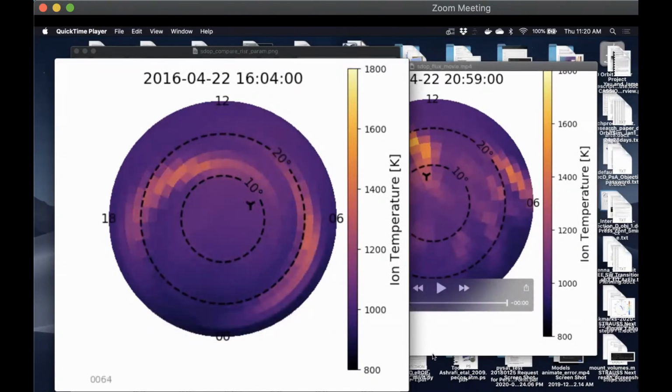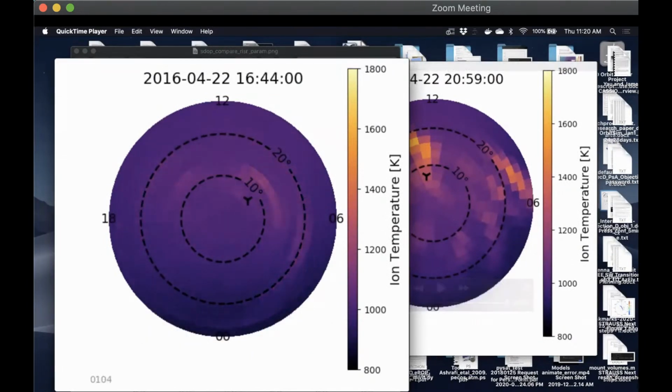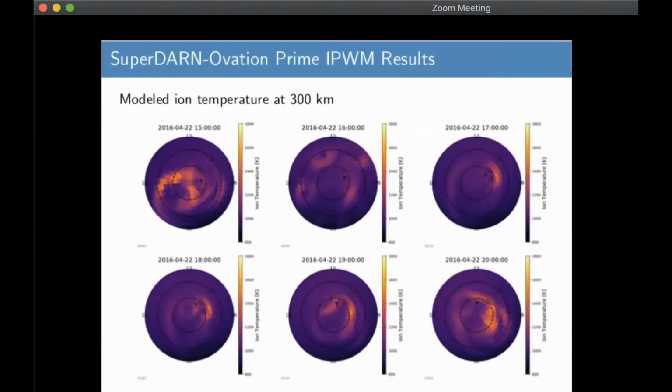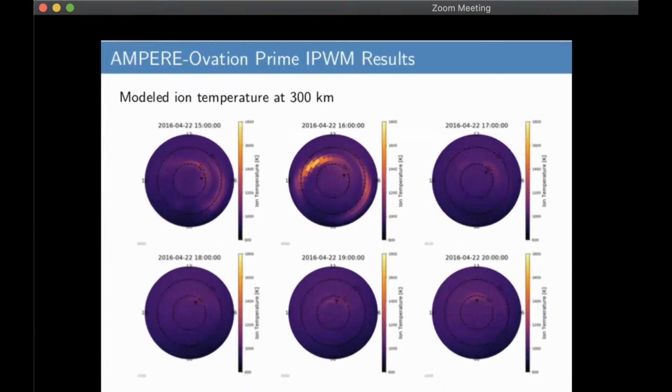One thing you'll notice is that there are substantial differences between driving with AMPERE and driving with SuperDARN. You see a lot less of the heating around the region where RISR is, although you do see a little bit of it, and we do still see some temperature enhancements in the cusp. So that's the SuperDARN results, and those are the AMPERE results. You can see there are differences between the two, and we think these are mostly driven by differences between the potential patterns from the two approaches.